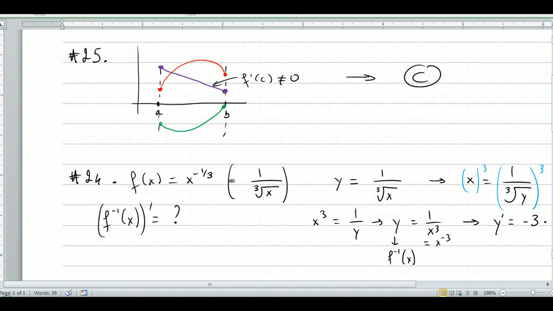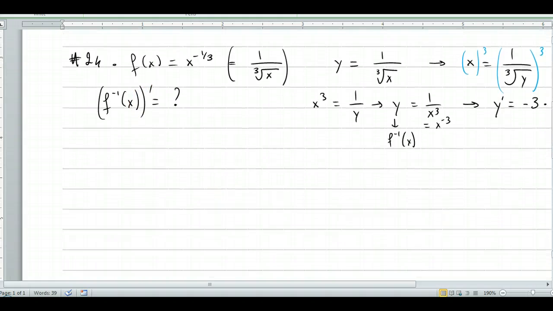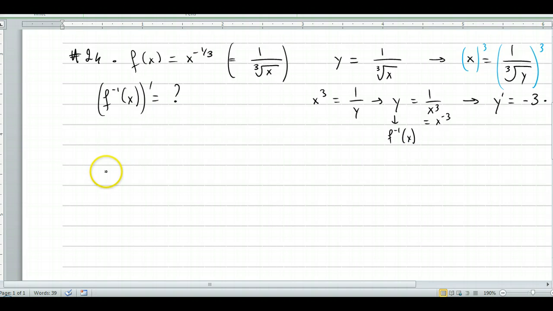Again, we could have gone with the formula, but it would have been a little bit too cumbersome. I'm not a fan of the formula. If I can avoid it, I'll avoid it.